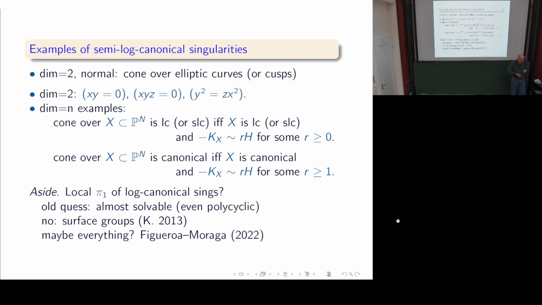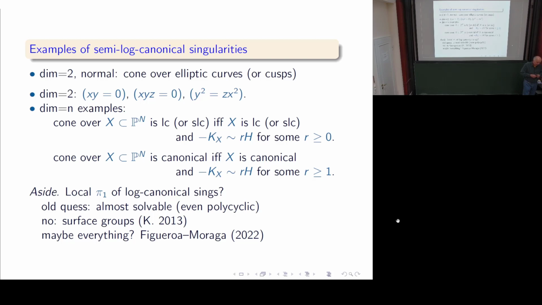Now, I showed that in dimension 3, you can get the fundamental group of every topological surface, in fact. And these are at least much larger groups. And there is some very recent work of Figueroa and Moraga. They constructed a few more, but what's exciting is that if they can just push their method a little further, then it will show that every finitely presented group will be the local fundamental group of a log canonical singularity. So that's the best you can hope, because if you have a compact topological space, or okay, let's say a compact CW complex or something like that, then its fundamental group is finitely presented.